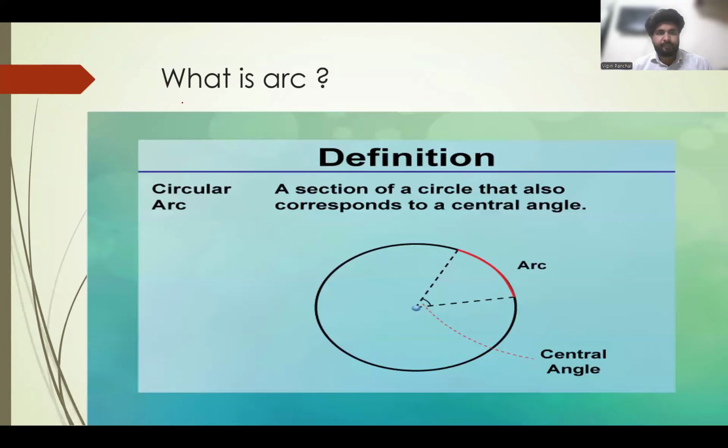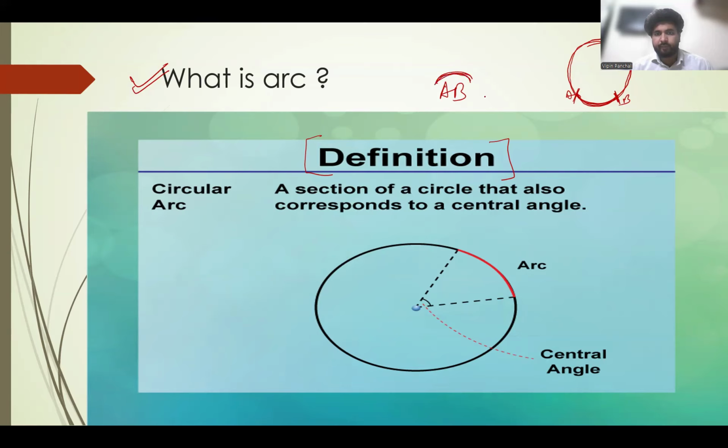Okay. Next thing is, what is an arc? The definition of an arc is a section of a circle that also corresponds to the central angle. Or we can say, if I draw a circle, this is the whole circle, and if I take a section of this circle, suppose A and B, this section of the circle is known as an arc, and it is denoted by this curved line.